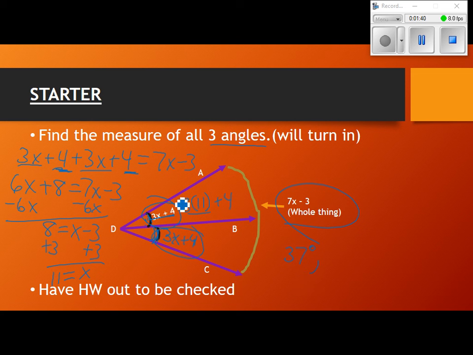If this angle up here is 37 degrees, then this angle has to be 37 degrees because they were congruent. If these two are both 37, we know that together they add up to the whole thing. I really don't even have to plug in over there. All I've got to do is add those two together, and I get 74 degrees. So those are our three answers.